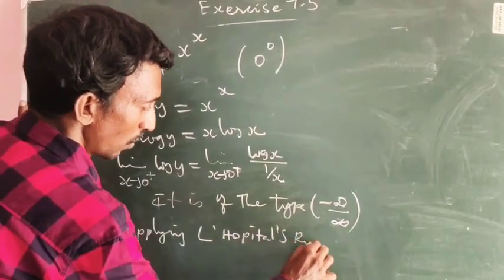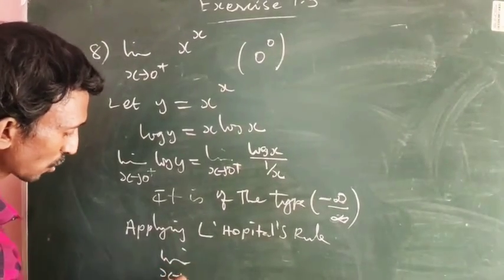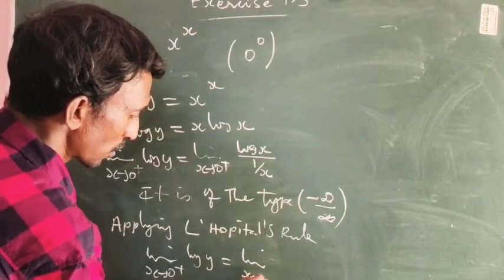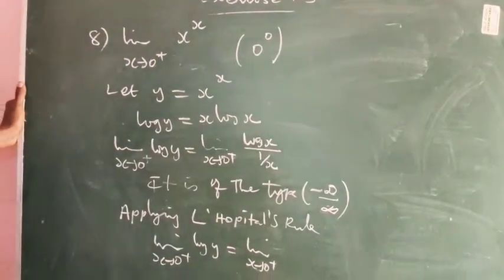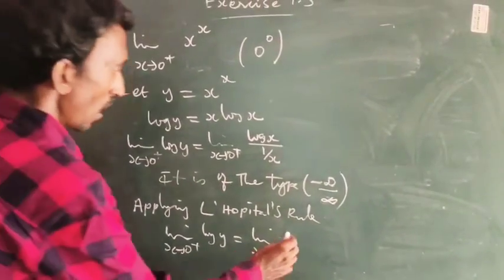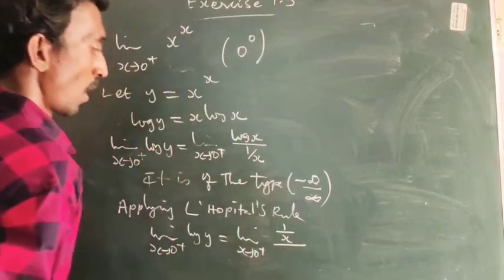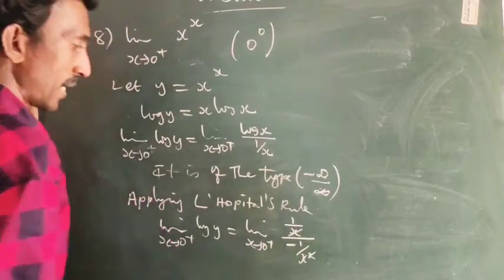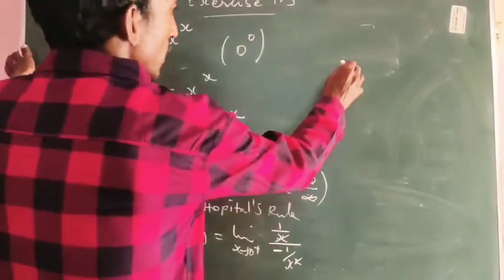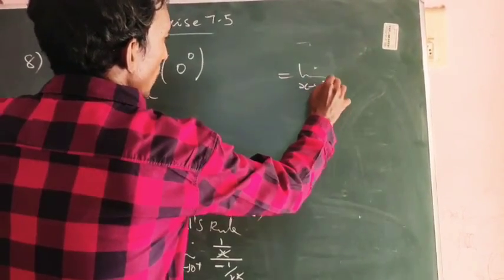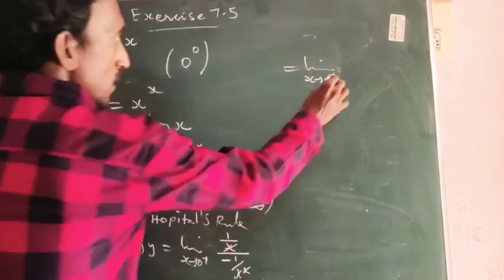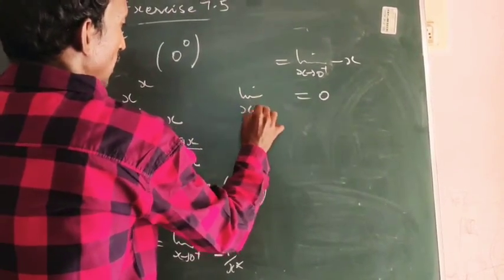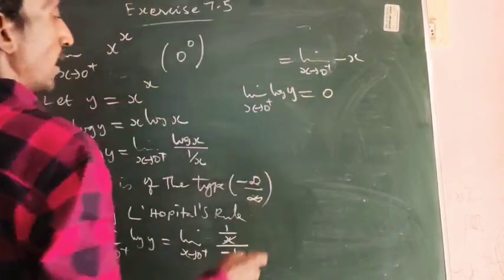Limit x tends to 0 plus log y can be written as limit x tends to 0 plus, differentiate both numerator and denominator separately. Log x differentiation is 1 by x, and 1 by x differentiation is minus 1 by x square. So x square cancels, it moves to the numerator, and it becomes limit x tends to 0 plus of minus x. If we apply the limit, we are getting 0. So limit x tends to 0 plus log y equals 0.